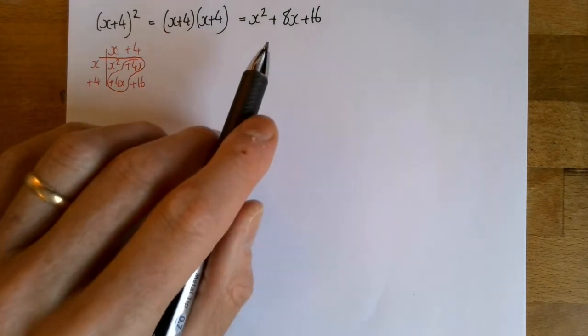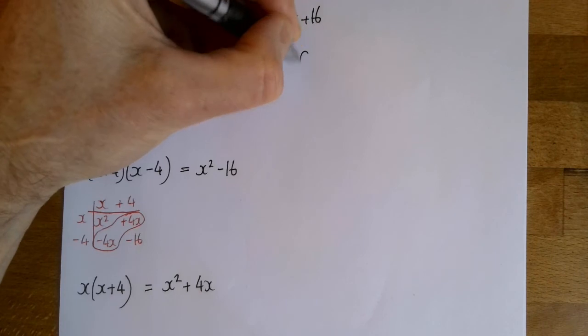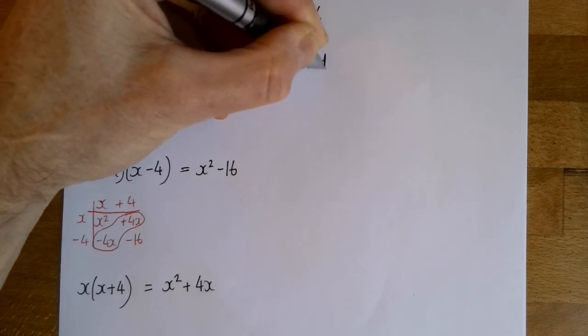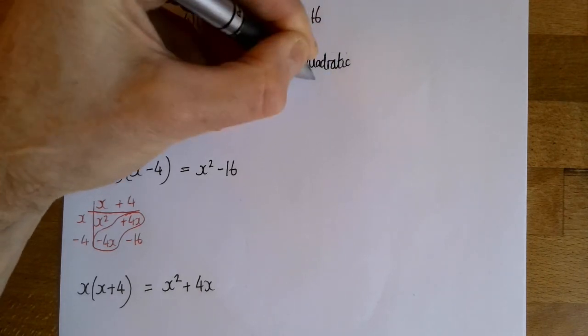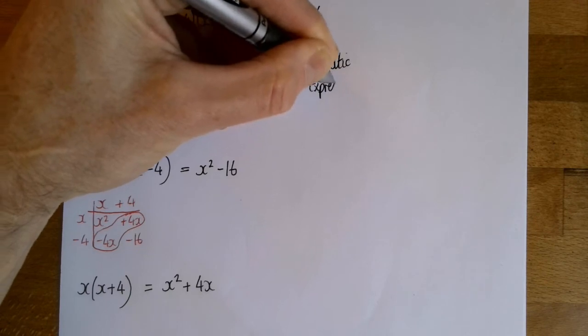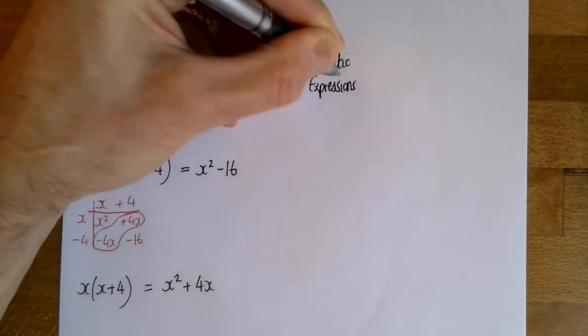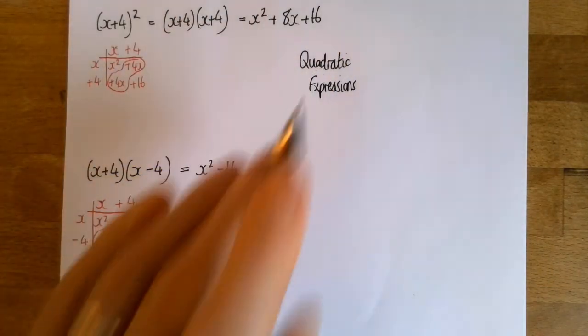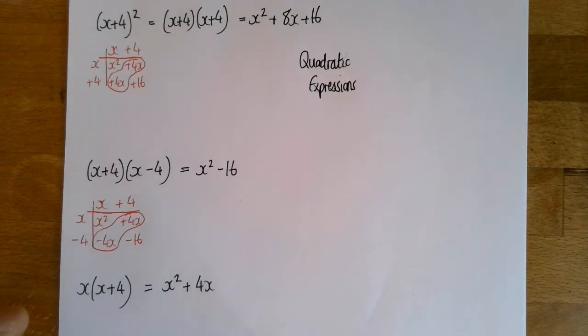Now these expressions here have a name. They are called quadratic expressions. Now the prefix quad is something we associate with 4. So you might have ridden a quad bike, or you know that quadrilaterals are shapes with 4 sides.